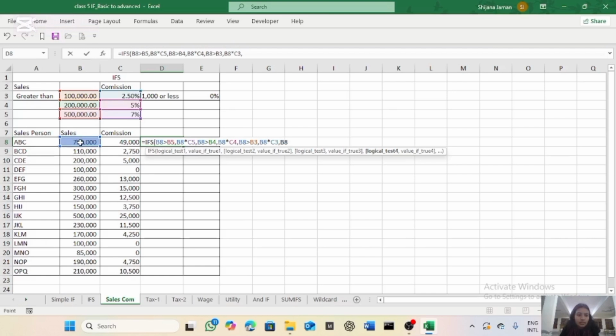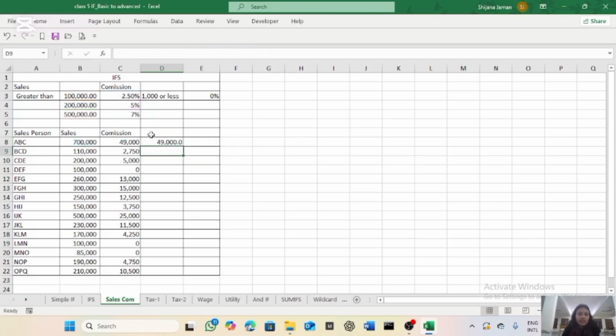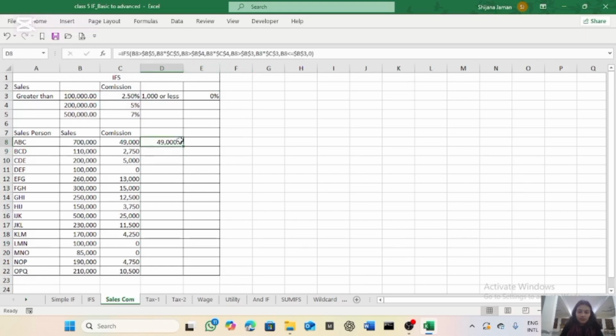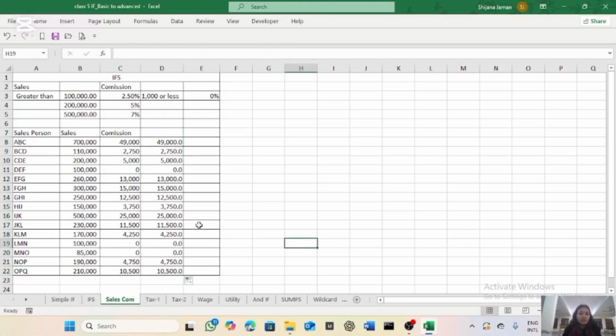We have done our last logical test. So if 7 lakh less than or equal to 1 lakh, he will not get any commission. That's why we have to press 0, bracket close, press enter. This is our commission. Now we have to freeze it. Since 7 lakh means B8, sales is our basic logical test, that's why without freezing this sales, we have to freeze the remaining sales. Press enter and fill the series. Yes, this is our sales commission using the IFS formula.